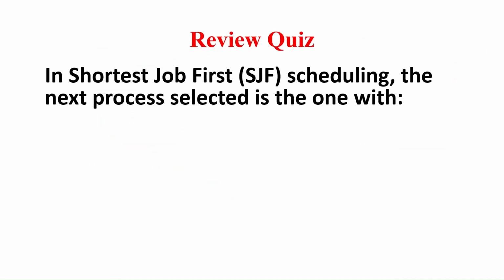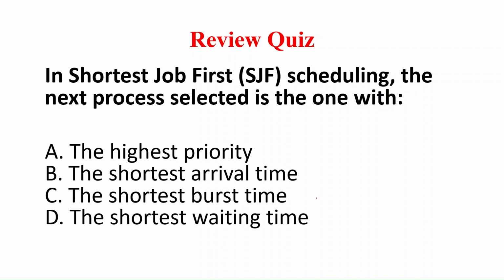Let us review some multiple choice questions based on shortest job first and shortest remaining time. In shortest job first scheduling, the next process selected is the one with the highest priority, shortest arrival time, shortest burst time, or shortest wait time. There is nothing to do with the priority. We already discussed that. And shortest arrival time? We are not bothering about the arrival time. We only bother about the burst time. So shortest job first works based on burst time, not on waiting time. So the answer is SJF schedules the process based on shortest burst time.